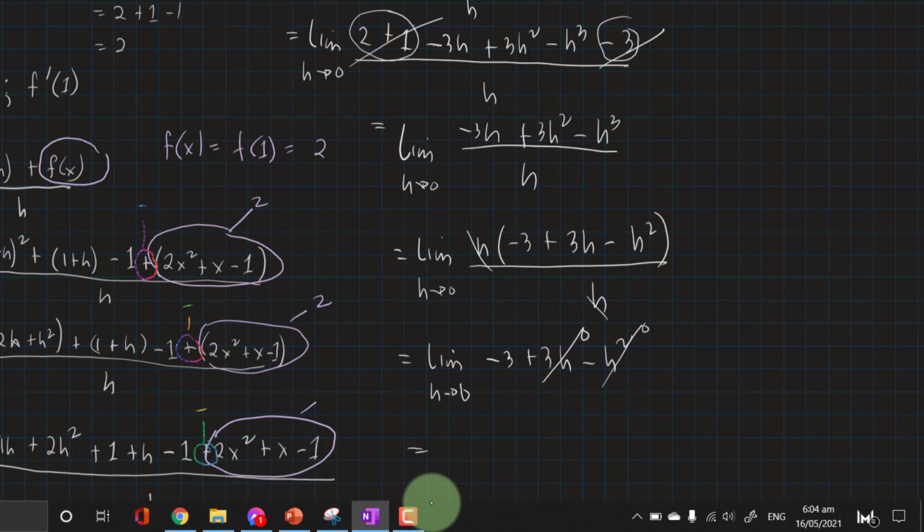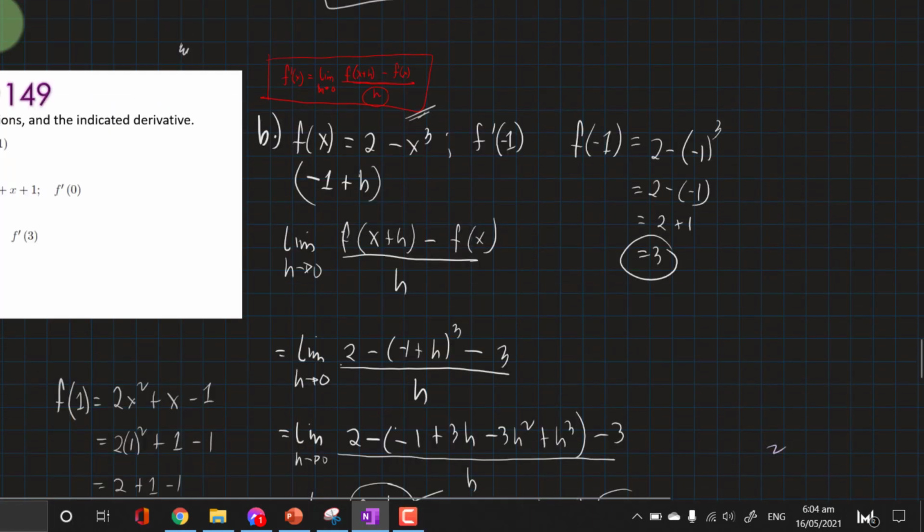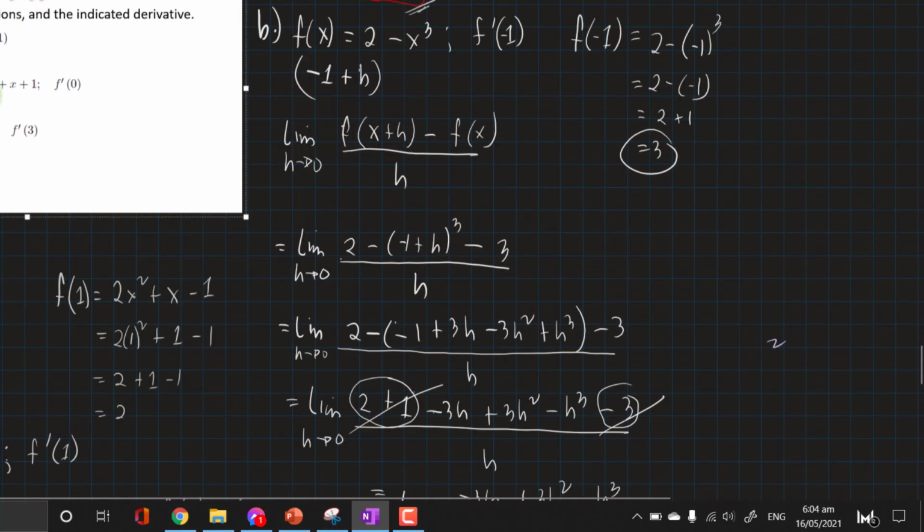Therefore, our slope here, or the derivative, is equal to negative 3. So, ibig sabihin nito, yung negative 3 is the slope of the tangent line. Okay? So, the slope of the tangent line. Another one. Lipat tayo dun sa baba.